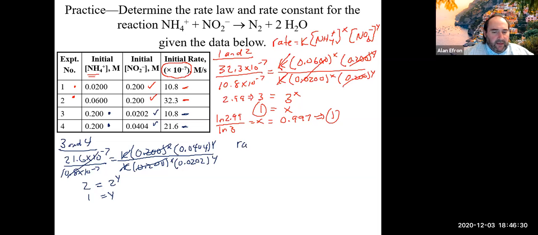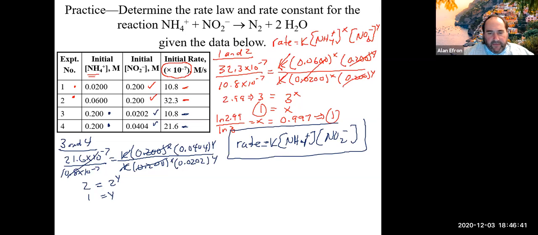So we would get a rate law for this guy that the rate is equal to K times our NH4 plus times our NO2 minus. The overall order here of this reaction is going to be 1 plus 1, which would be second order. And if we wanted to solve for K, K in this case would be the rate divided by the NH4 plus and the NO2 minus.